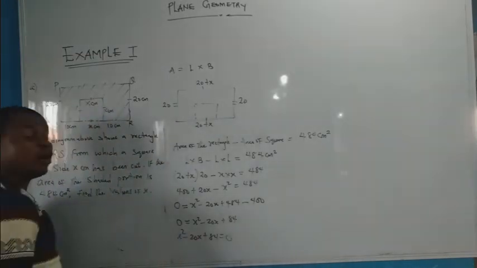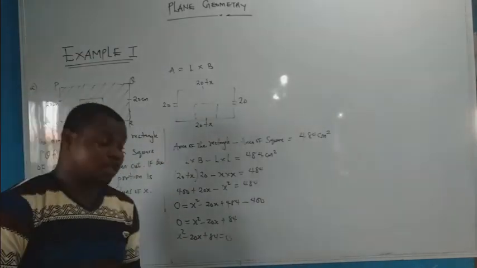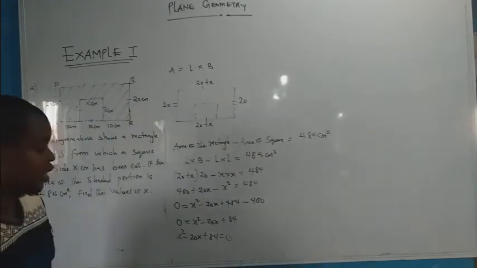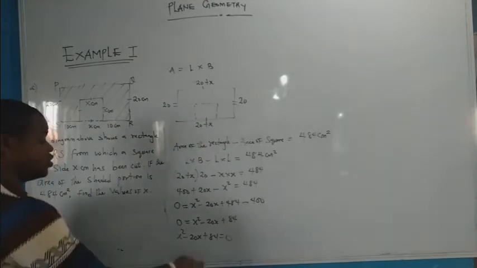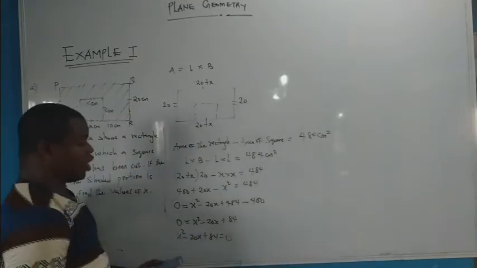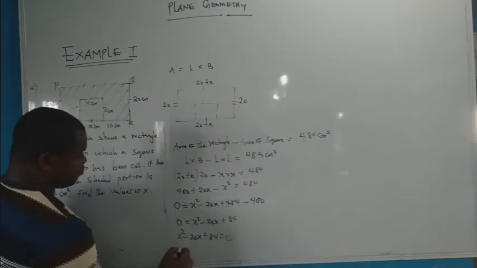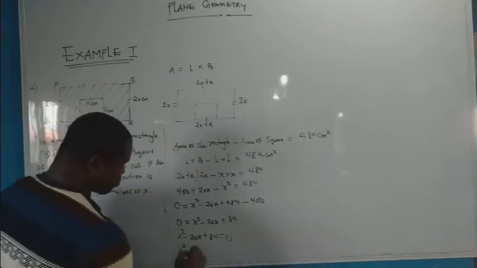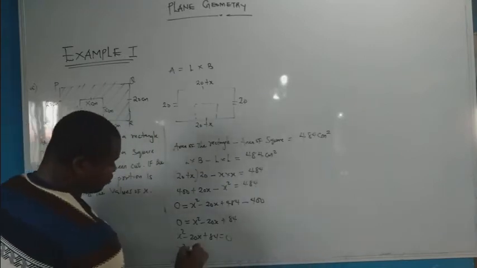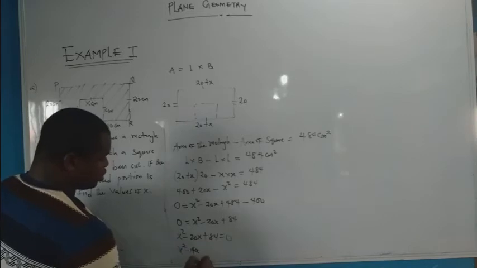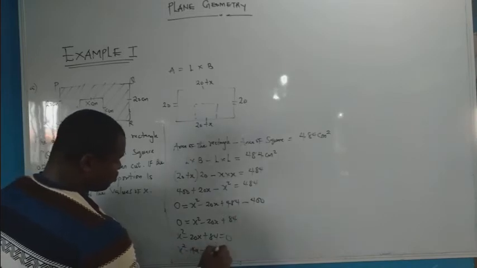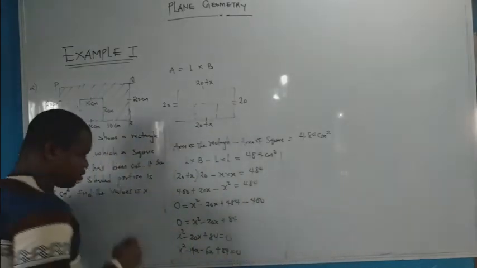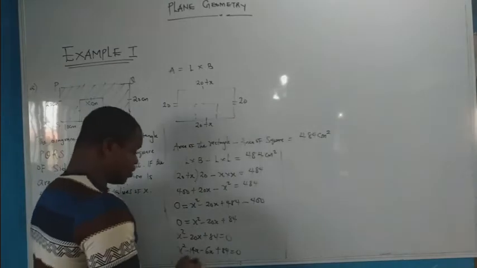Alright, so you look for two algebraic terms that are the factors such that when you add them together, you get minus 20x, and when you multiply them together, you get plus 84. I think the factors are going to be x squared minus 14x, minus 6x plus 84 is equal to 0. Alright, so you bring out the common factor.